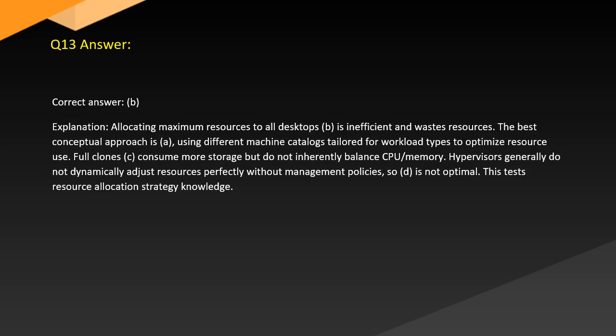Answer. Correct answer, B. Explanation. Allocating maximum resources to all desktops, B, is inefficient and wastes resources. The best conceptual approach is A, using different machine catalogs tailored for workload types to optimize resource use. Full clones, C, consume more storage but do not inherently balance CPU and memory. Hypervisors generally do not dynamically adjust resources perfectly without management policies, so D is not optimal. This tests resource allocation strategy knowledge.